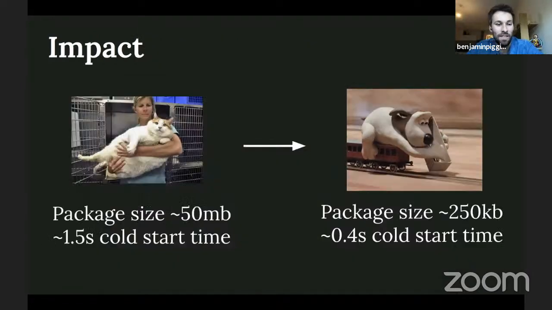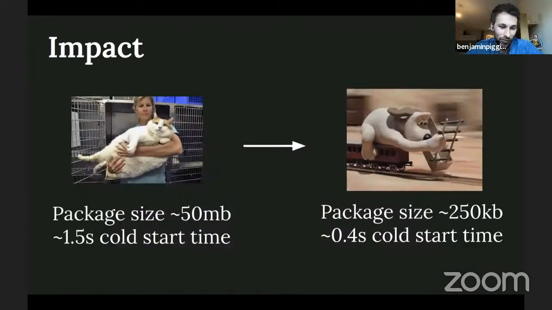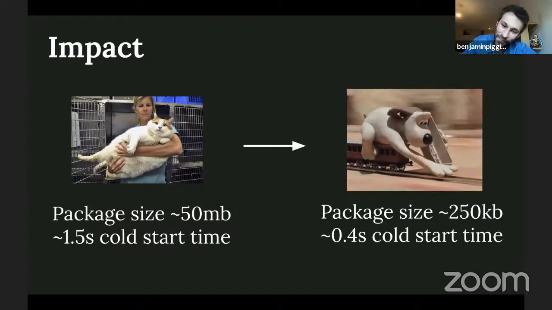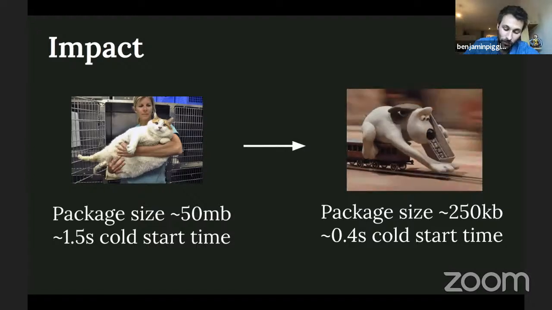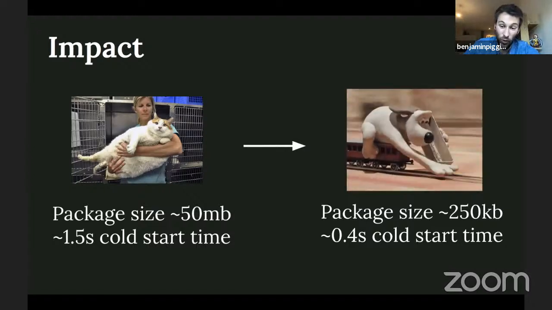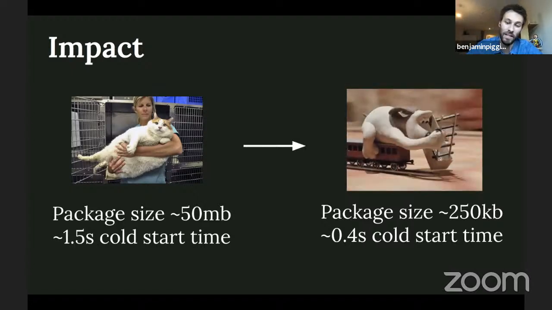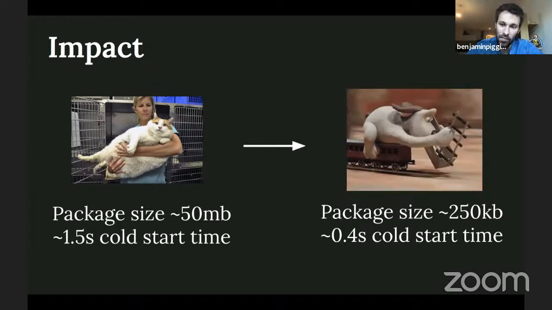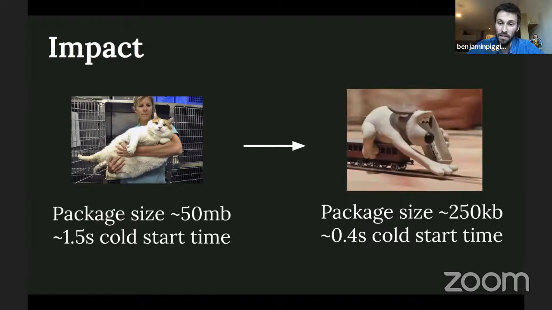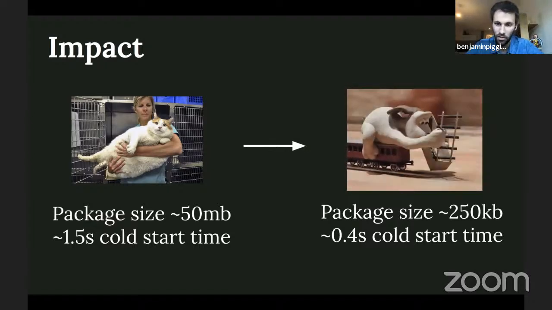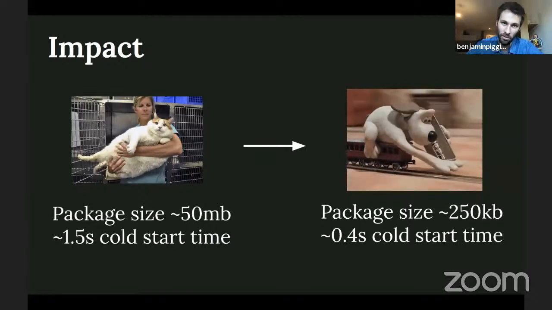Cool. So the impact of this is our overweight 50 meg packages went down to speedy 250 kilobyte ones. And our cold start time went from about 1.5 seconds to 0.4, which was pretty great for us because for our use case, less than half a second delay for the user really wasn't that bad. And the Lambda execution time was already under half a second anyway. So we hit our target of under a second, and it felt fast when you're in the app.